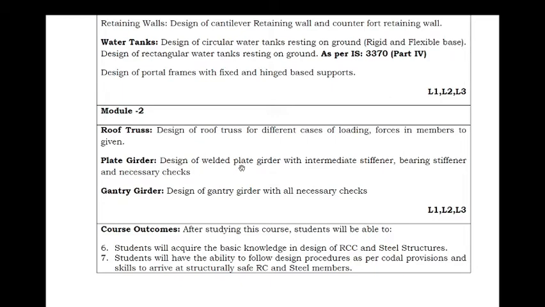Plate girder: design of welded plate girder with intermediate stiffeners, bearing stiffeners, and necessary checks. Girder means beam, and this is a beam made out of plates. It is used especially for heavy loads, that is, industrial structures. You may have seen industrial sheds; there will be huge beams going across, and those are plate girders. Then gantry girder: design of gantry girder with all necessary checks. What is a girder? A beam again. You may have seen crane equipment placed on a beam in an industrial structure. That beam is nothing but the gantry girder.